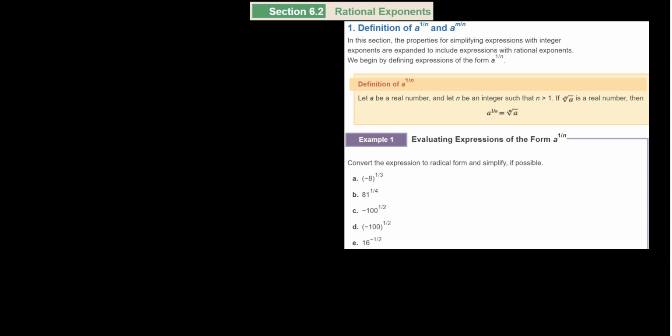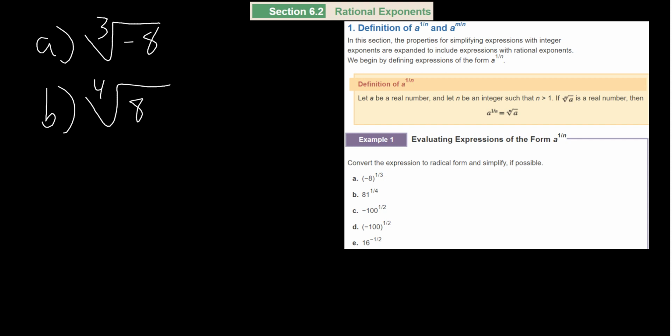In part a, we have negative 8 raised to the 1/3, so the denominator is a 3, and we can say the cube root of negative 8. And that's it. Then b, we have 81 raised to the 1/4 power, so that 4 becomes the root, and we put 81 there. C, we have negative 100 raised to the 1/2 power.